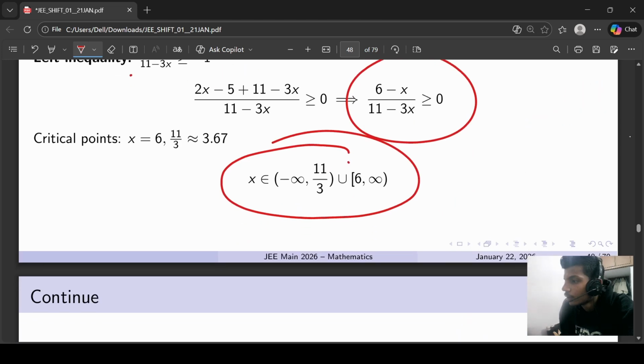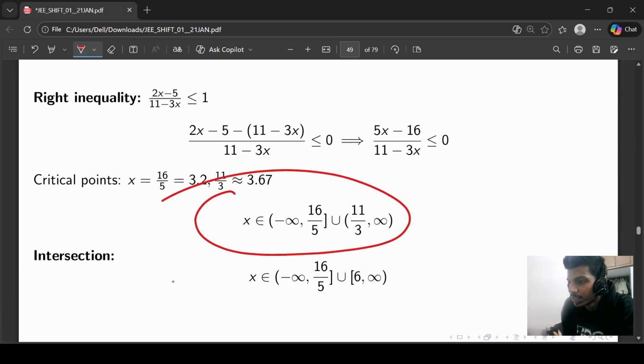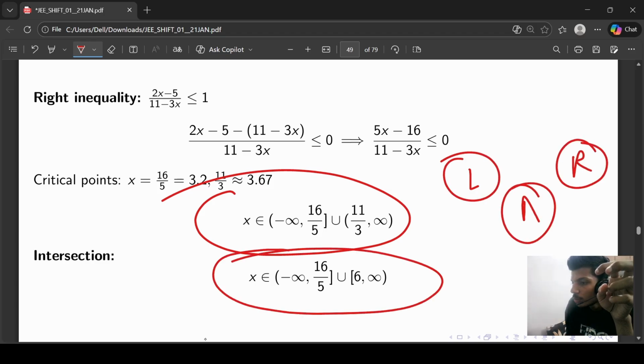Remember this thing. Same we are going to do for the right hand inequality, and for the right hand inequality we will get this. Okay, so we have something from the left hand and something from the right side, but we have to make it universal, so we are going to take the intersection of both, and the intersection of both will give us this. Yes or no? Yeah, guys, so we have solved for cos inverse x.